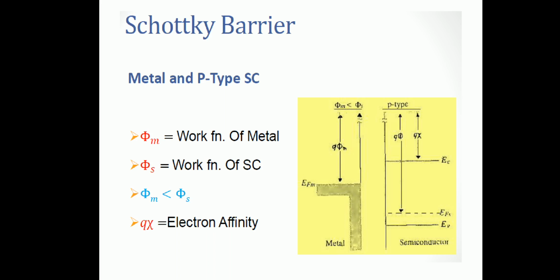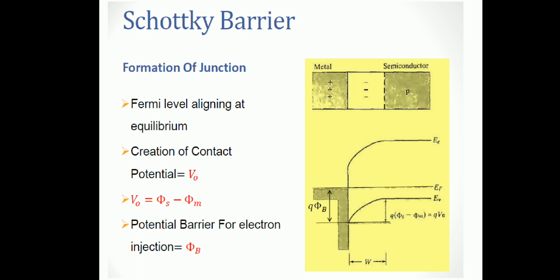Now it is phi m less than phi s, and the figure shows the situation before contact. Since phi m is less than phi s, the Fermi level of the metal is higher than that of the semiconductor. Phi m is the work function of the metal, phi s is the work function of the semiconductor, and q chi represents the electron affinity, the energy difference between the vacuum level and the conduction band. Let us see what happens when a junction is formed.